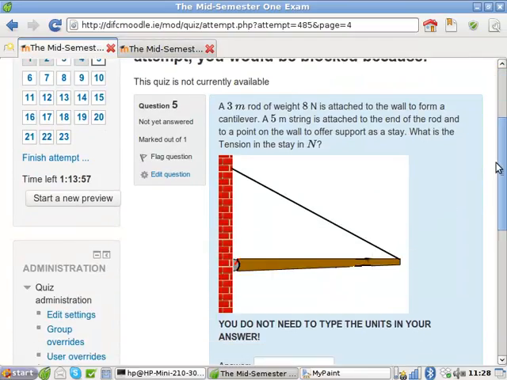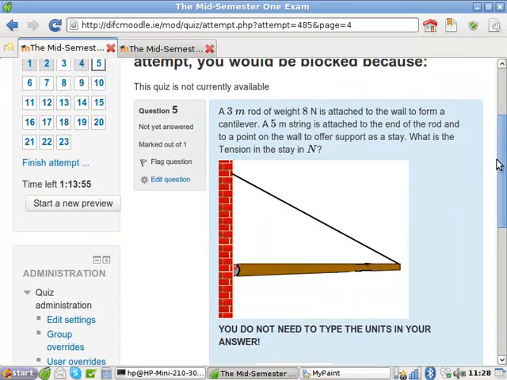Alright. I don't know if anybody got this cantilever one. There's one thing which nearly everybody did wrong. I said the weight was 8 newtons. I didn't say the mass was 8 kilograms. It's not 8g. It's just 8. Right. Okay. Some people went with, I think, 8g.